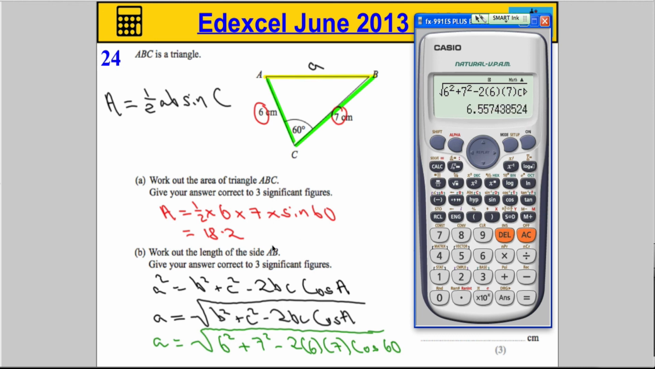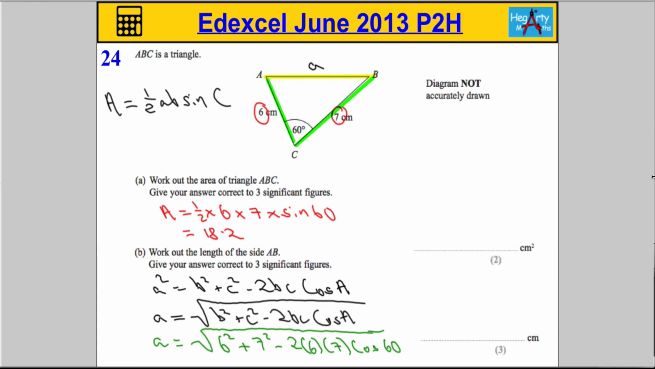That's no good to us because we're asked for 3 sig fig again. So S to D button, we get 6.557, etc. Let's just count along three significant figures. 1, 2, 3. So 3 sig fig for this number is going to be like rounding it to 2 decimal places. So it's going to be 6.56. 6.56, and we're done.